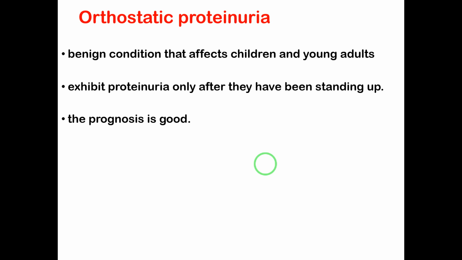Usually we can diagnose this type and differentiate it from other types because after sleep at night, the orthostatic proteinuria will not occur. One of the criteria to diagnose it is that the proteinuria occurs after standing up for a long period of time. So if we check an early morning sample, we will find that there is no proteinuria.